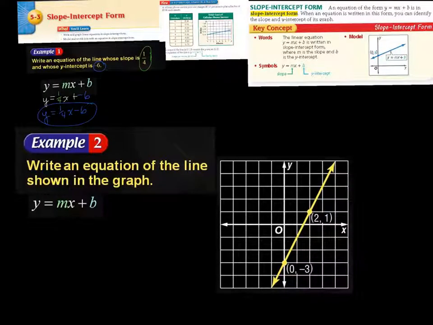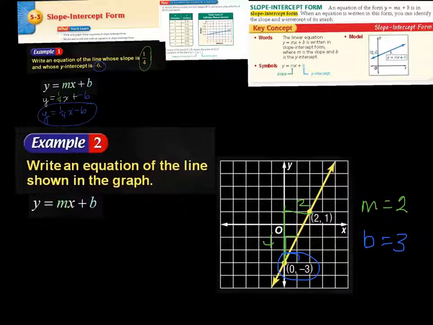Next, they ask us to write an equation of the line shown in the graph. This line is going up 4 over 2, or we could have just gone up 2 over 1. So our slope is 2, and it's positive because it's moving up from left to right. And the y-intercept, where the graph crosses the y-axis, is -3.